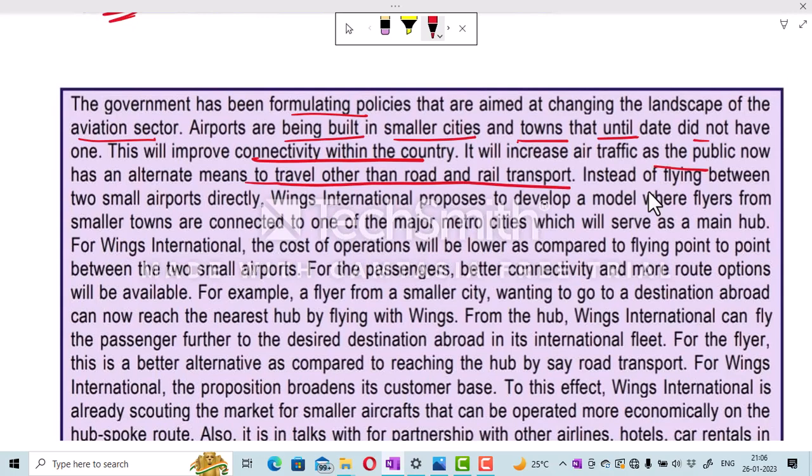Instead of flying between two small airports directly, Wings International proposed to develop a model where flyers from smaller towns are connected to one major metro city, which will serve as a main hub. For Wings International, the cost of operations will be lower as compared to flying point to point between the smaller airports. For passengers, better connectivity and more route options will be available.